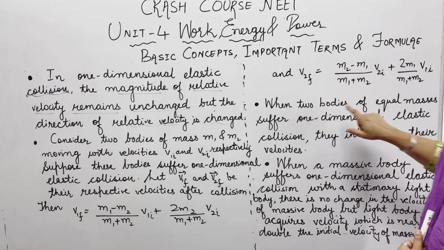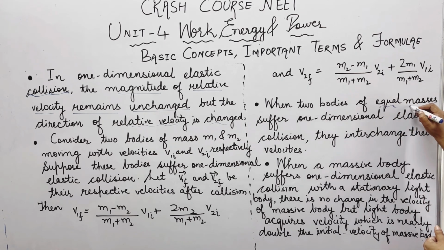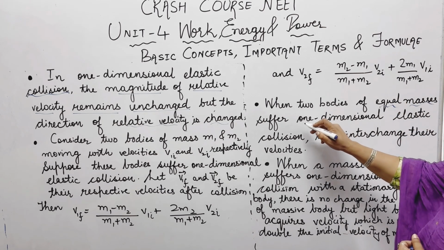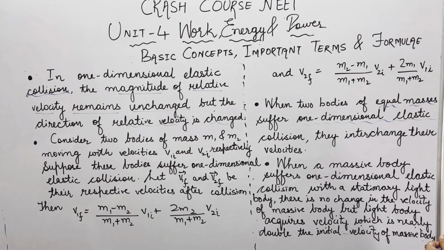Next, when two bodies of equal masses are suffering one dimensional elastic collision, they interchange their velocities. The velocities will get interchanged when these two bodies interact with one another. The masses are equal.